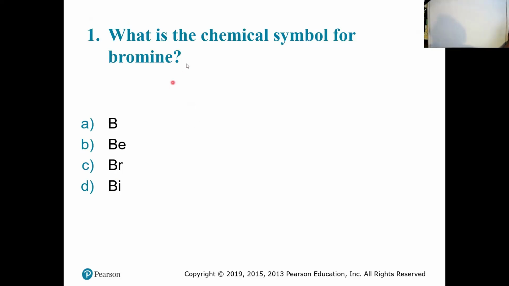For this first one, what is the chemical symbol for bromine? This is one of the ones that you're going to need to know from your periodic table. There are certain elements that you get used to using over and over again, and those are going to be the ones that you'll be expected to know from memory for your exam. So something like bromine, this is in the seventh column of your main group elements. And its symbol is going to be Br.